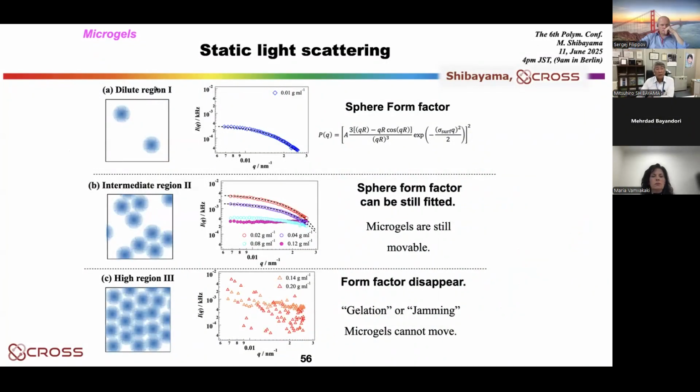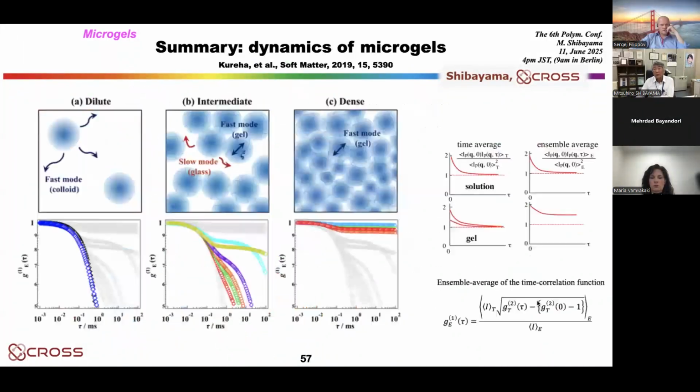In the dilute region, the scattering function can be fitted by a spherical form factor, which gives the radius of the particle. In the intermediate region, we still have some decay of the function, which means the sphere form factor is still alive. However, with further increase in concentration, the form factor disappears and the jamming transition occurs.